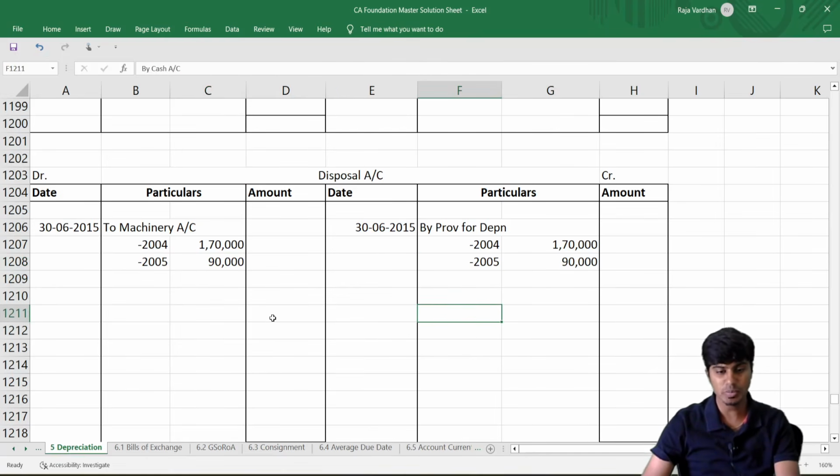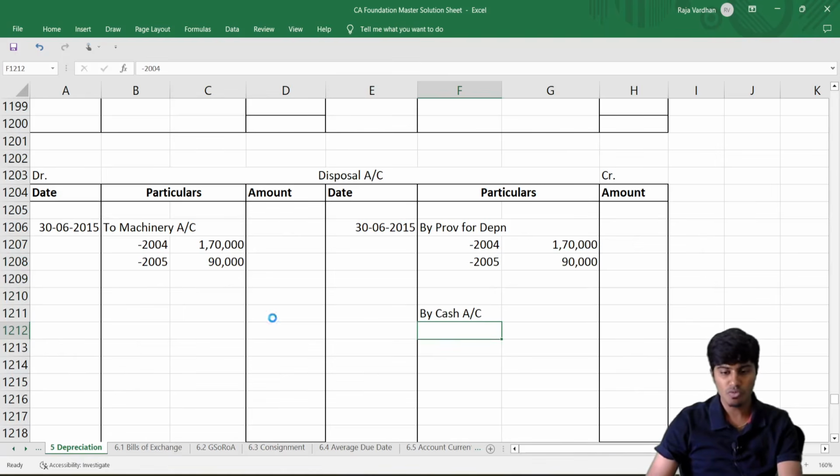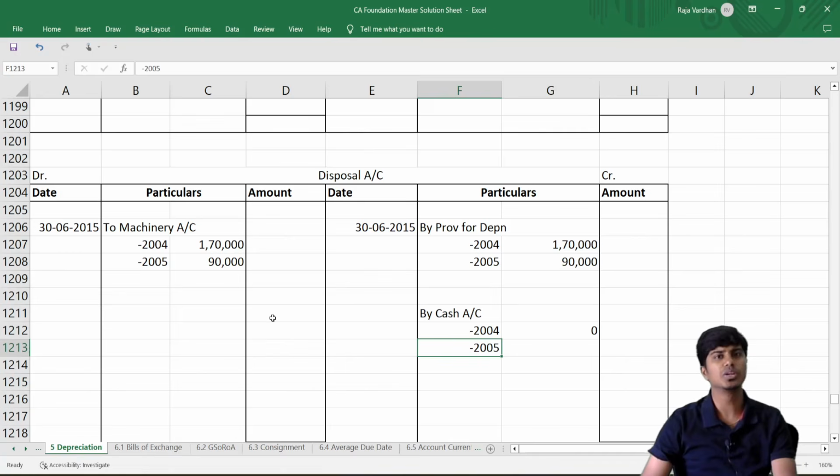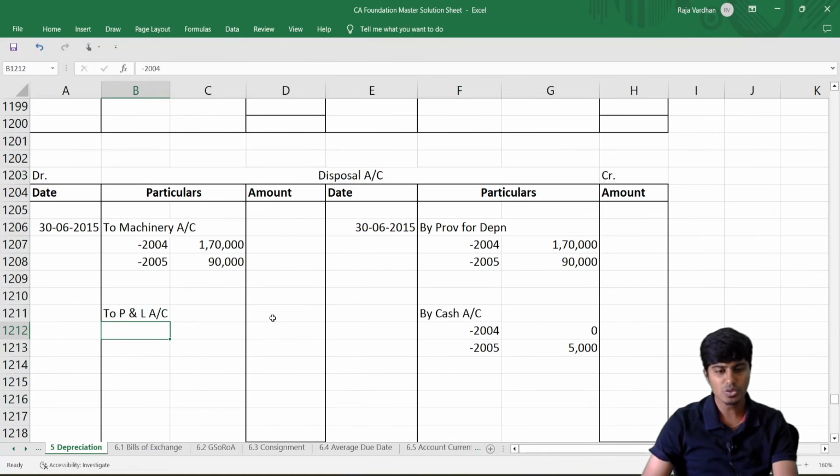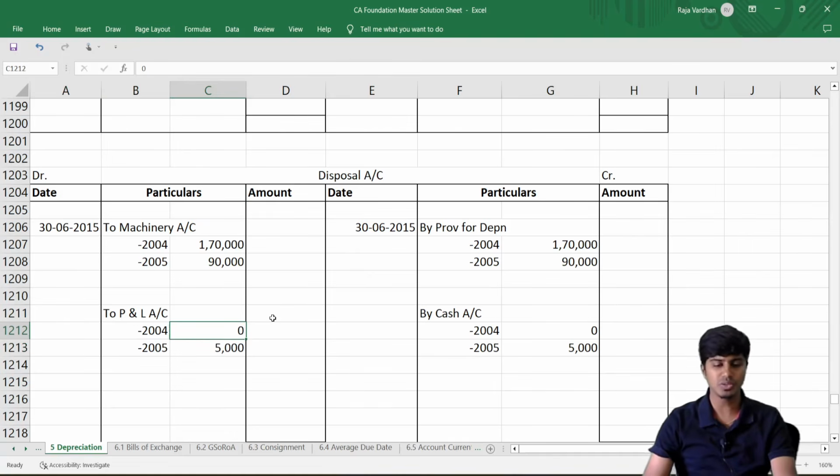Consideration received has to be written here by cash account. For the 2004 asset, there was no consideration received. For the asset which was sold in 2005, we received 5,000 consideration. This 5,000 worth of consideration that we received is profit. So I'll write in the P&L account. I'll write here to P&L account 2005 5,000, 2004 0.